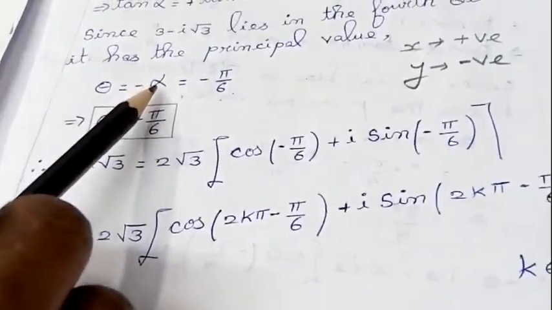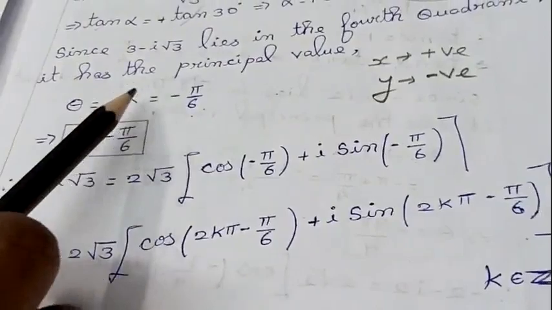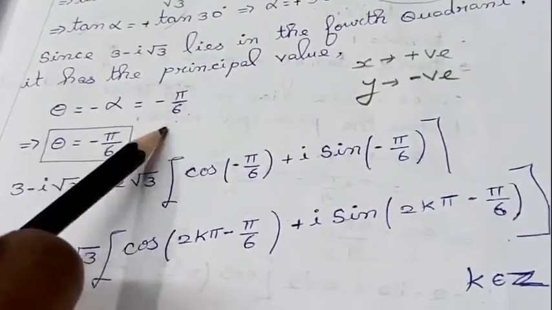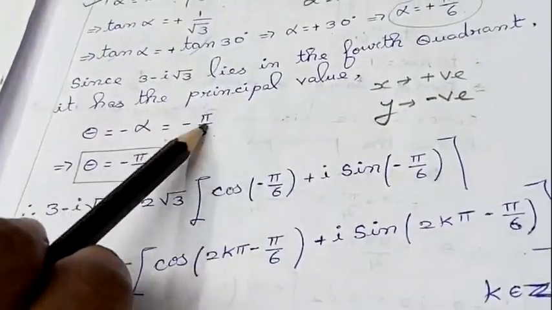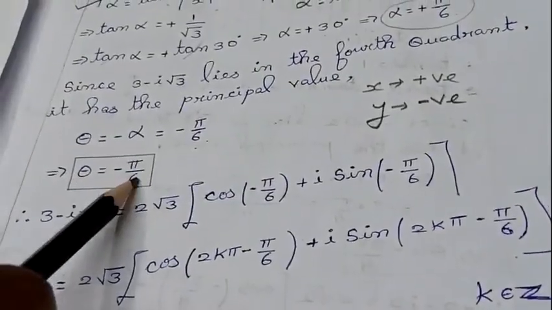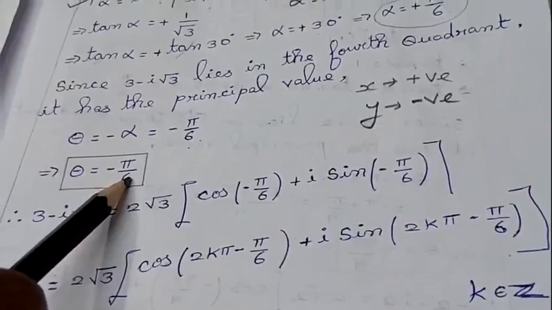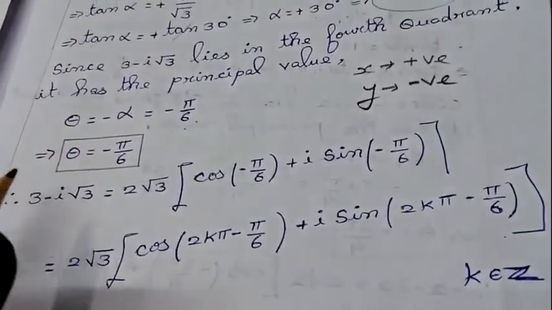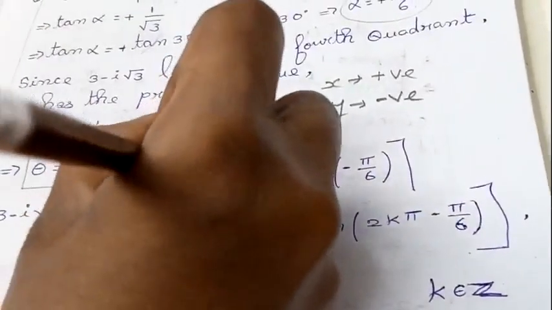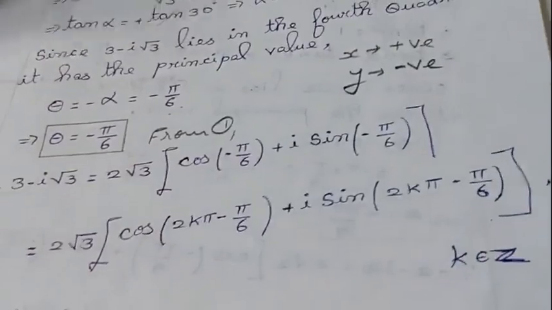So what is the value for alpha? I got here pi by 6. I am going to replace here, that is minus pi by 6. Since in the formula I am having negative, I am writing it as minus pi by 6. Theta equal to minus pi by 6. So after finding this one, I am replacing r and theta in equation 1. That is from 1 I am going to write like this. For your understanding I am writing like this, students.